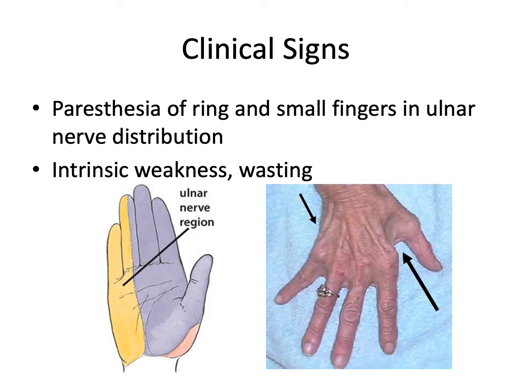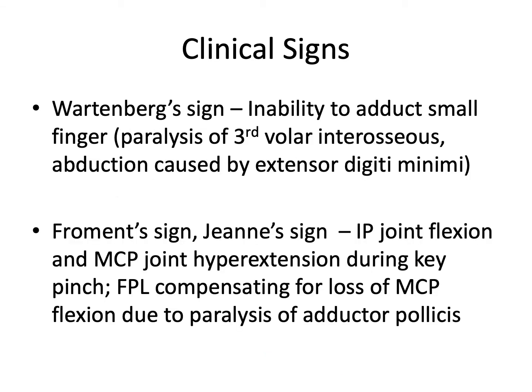Clinical signs include paresthesia of the ring and small fingers in the ulnar nerve distribution, intrinsic weakness, and wasting. Wartenberg sign: inability to adduct the small finger due to paralysis of the third volar interosseous, with abduction caused by the extensor digiti minimi. Froment sign and Jeanne sign: IP joint flexion and MCP joint hyperextension during key pinch, with the flexor pollicis longus compensating for loss of MCP joint flexion due to paralysis of the adductor pollicis.